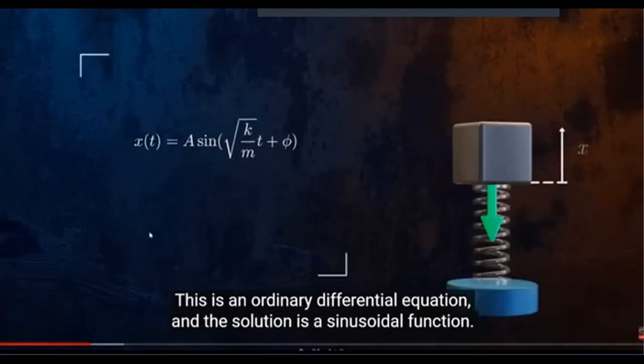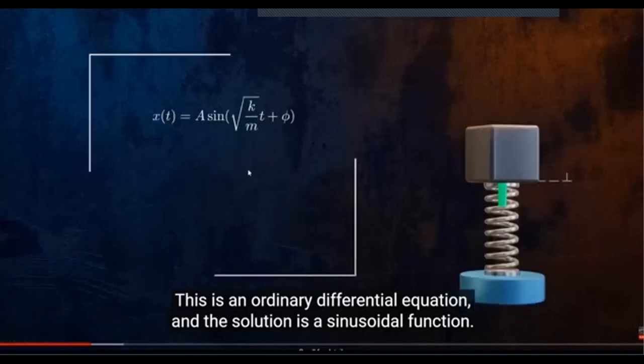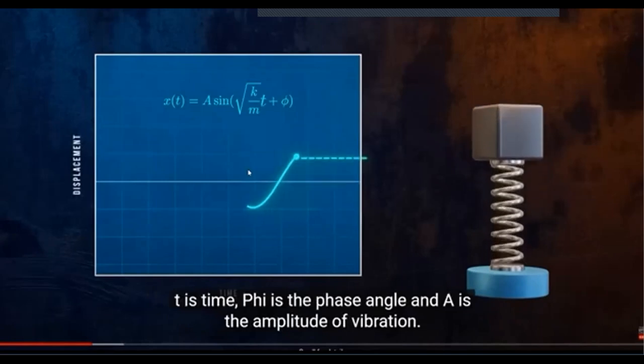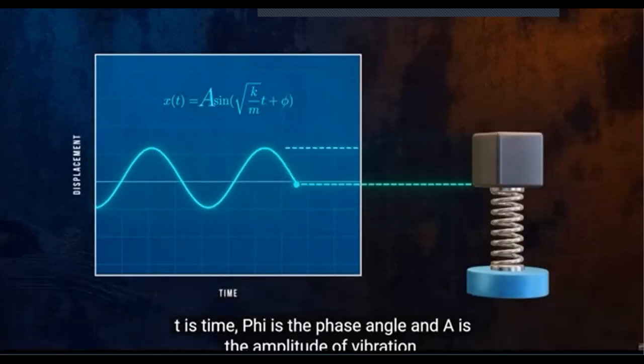Hold on, what did we do here? Just want to stop here. Now we are trying to define the behavior of the spring using a mathematical equation. We started from Newton's law and now we got the sinusoidal. So how does the sinusoidal equation help us to explain the behavior of the system? Let's see that. t is time, phi is the phase angle, and A is the amplitude of vibration.